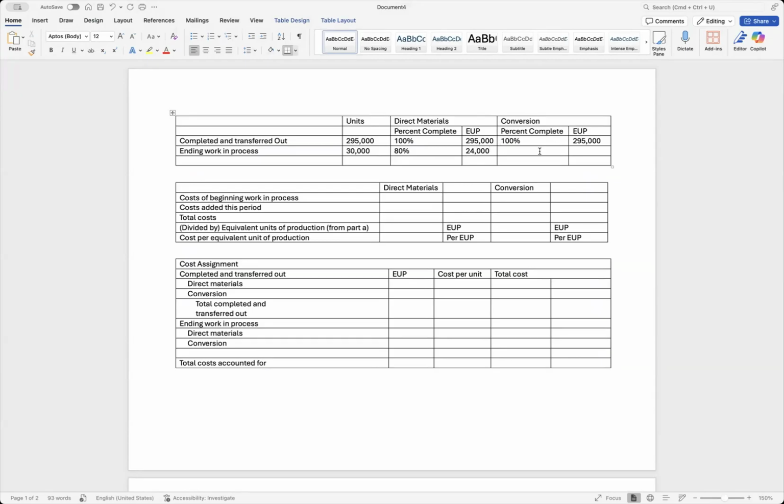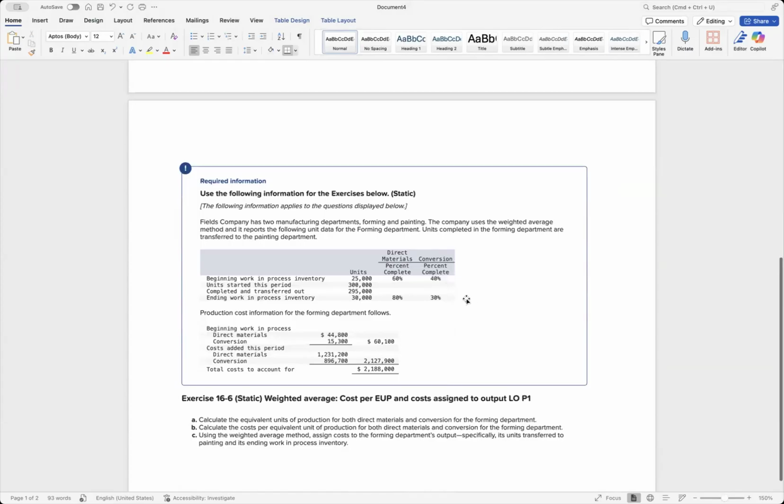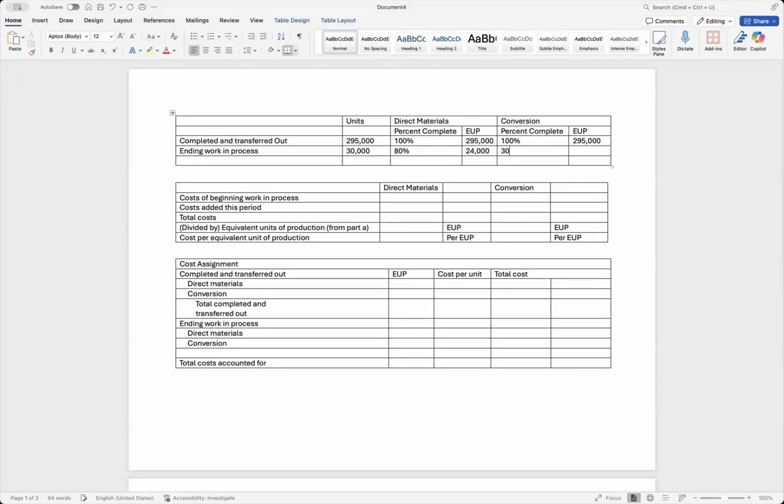Right. And it told me that my conversion, let's look at my conversion, was 30% complete. So I'm going to put 30% here. And so 30,000 times 30% gives me 9,000.